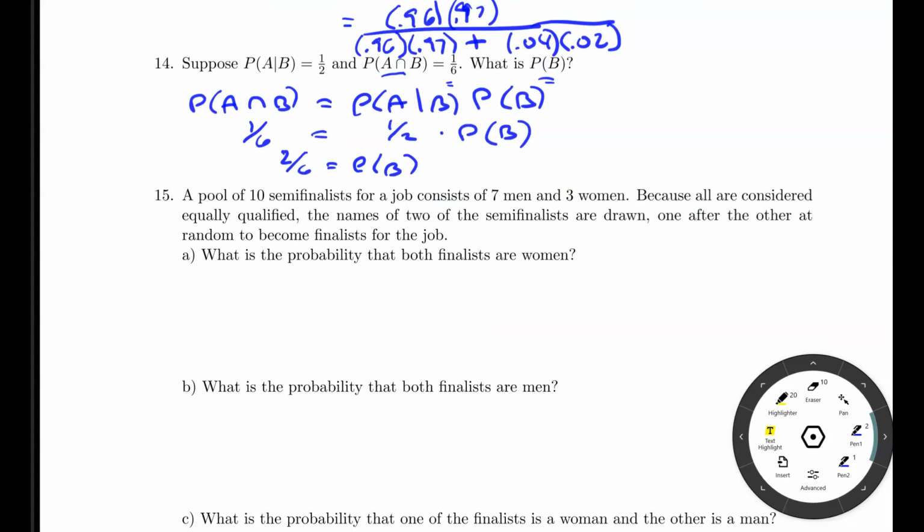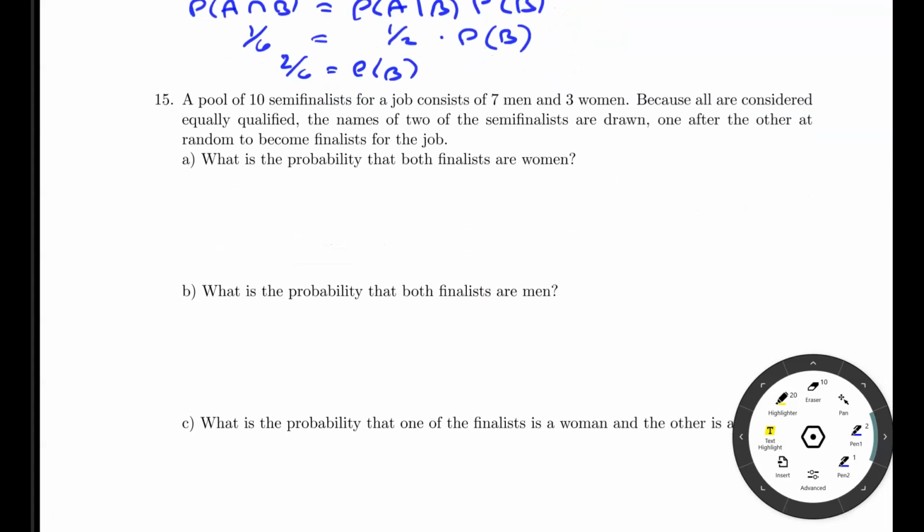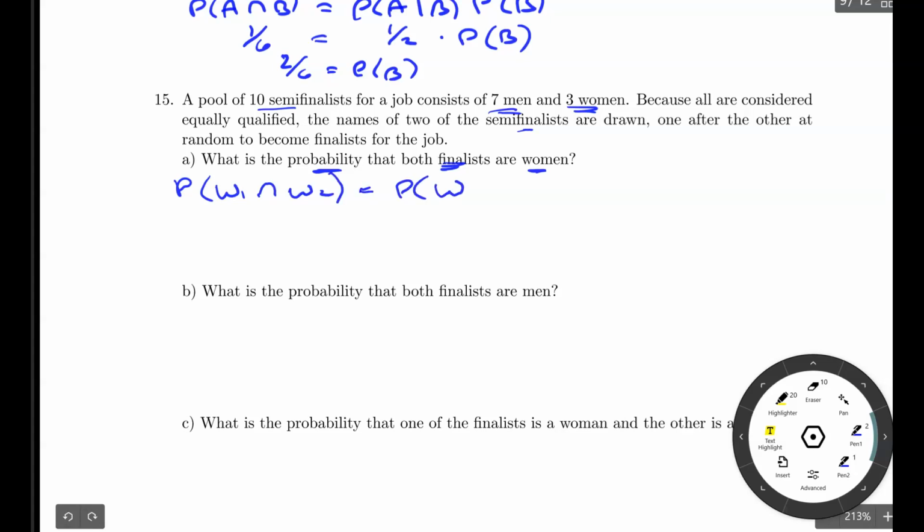All right, so here we go. So more probabilities here. So I've got 10 semifinalists, 7 men and 3 women. So I've got 2 semifinalists, one after the other, and we want to find the probability that both of them are women. So what I'm thinking is woman 1 and woman 2, right? So what does that mean? That means that I had to pick woman as the second one, given that the first one was a woman. And so that means I have to multiply by the probability that the first one was a woman.